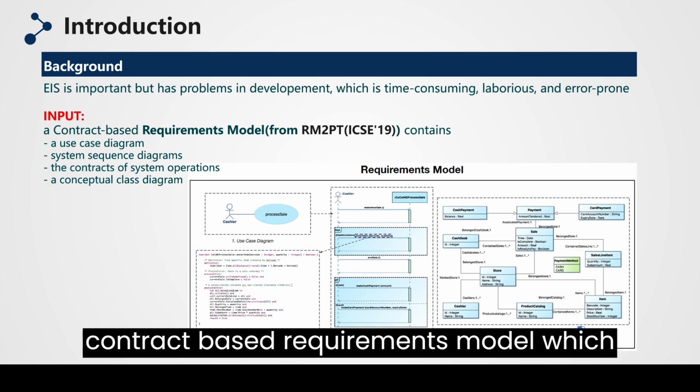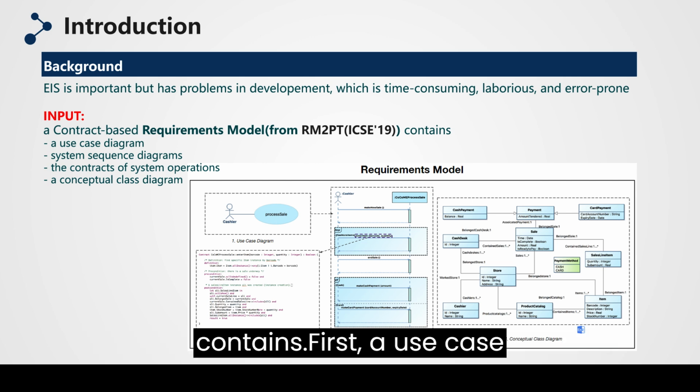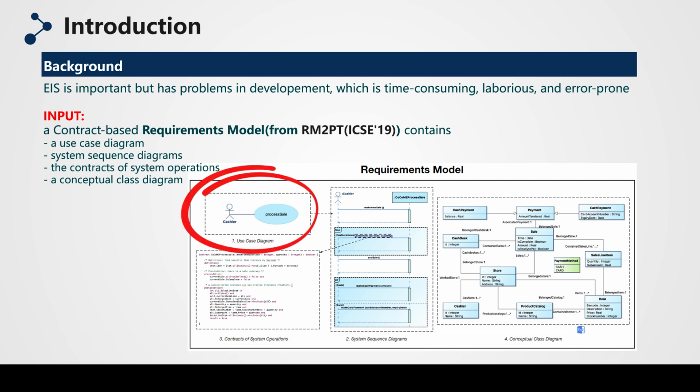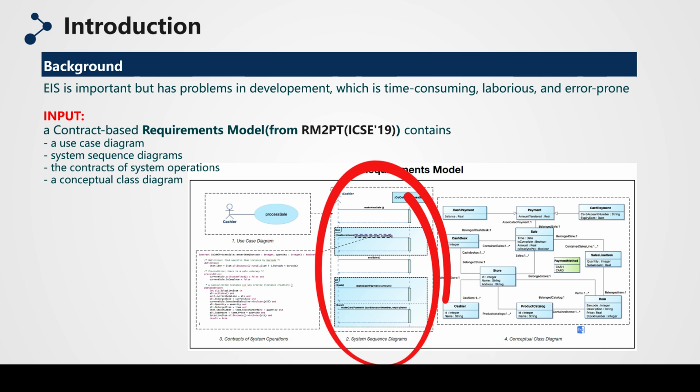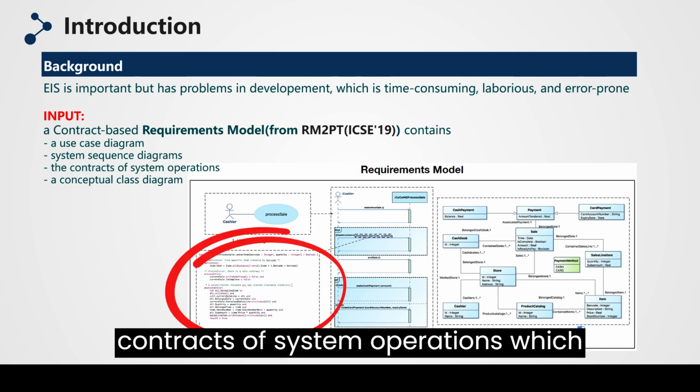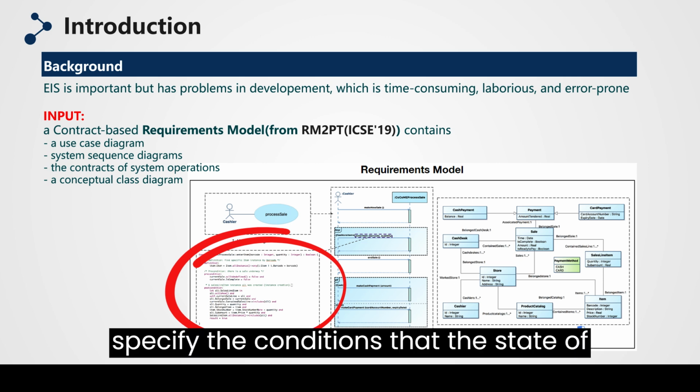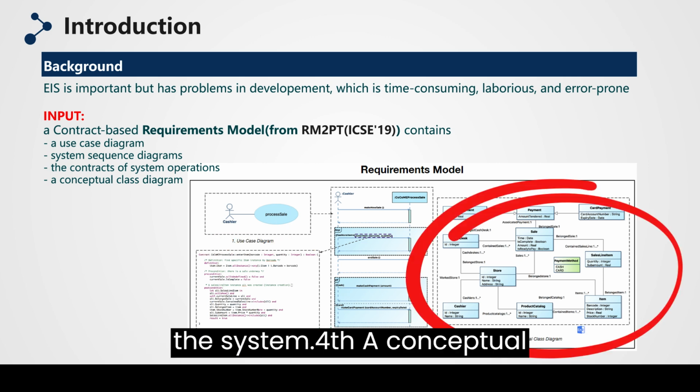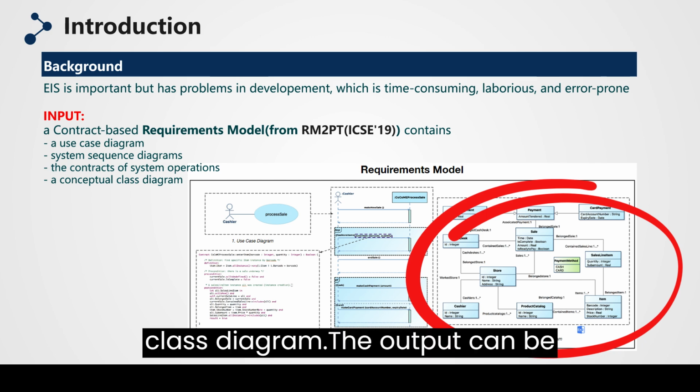RM2EIS starts from a contract-based requirements model, which contains, first, a use case diagram. Second, system sequence diagrams. Third, the contracts of system operations, which specify the conditions that the state of the system must satisfy. Fourth, a conceptual class diagram.